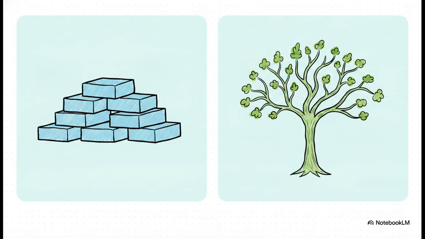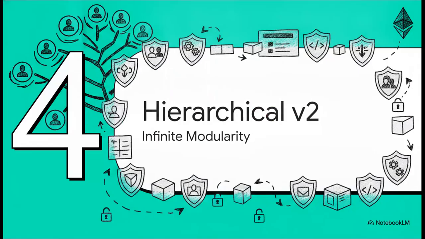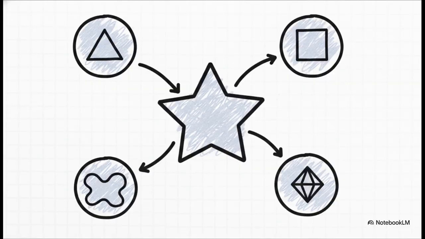It shifts from a flat structure to a hierarchical registry, allowing for infinite modularity and customizable ownership models. Let's dive into part 4, ENS v2's hierarchical registries. In v2, every single name is essentially its own isolated ecosystem. If you own a name, you can deploy your very own specific registry implementation just to manage your subnames.